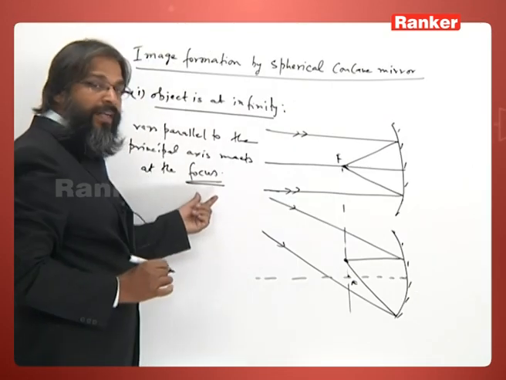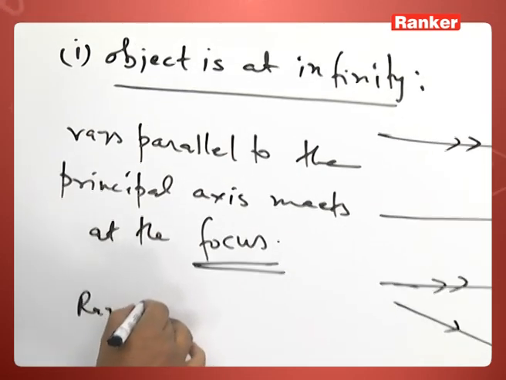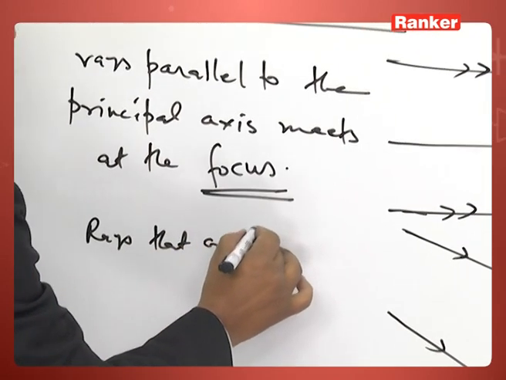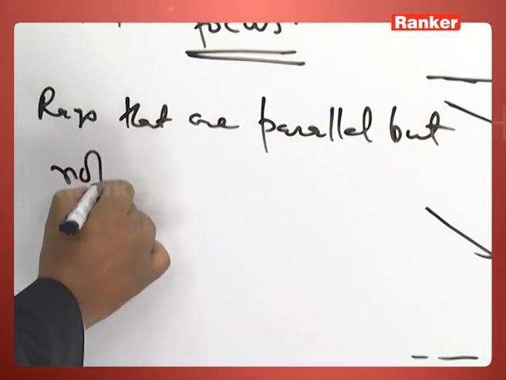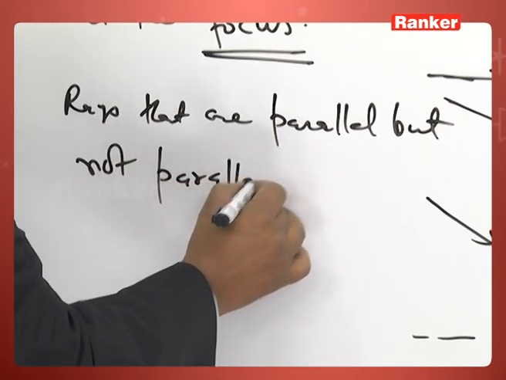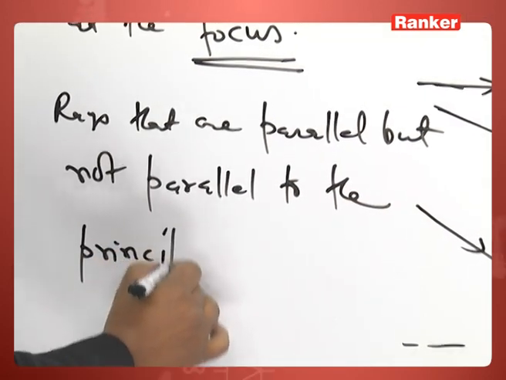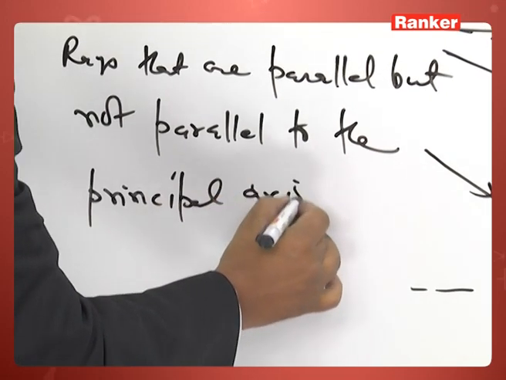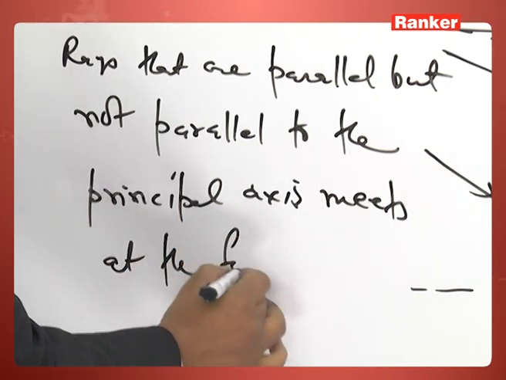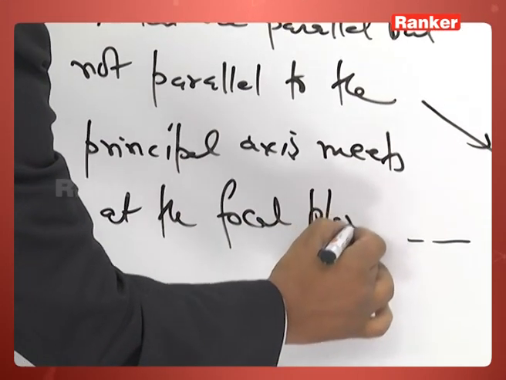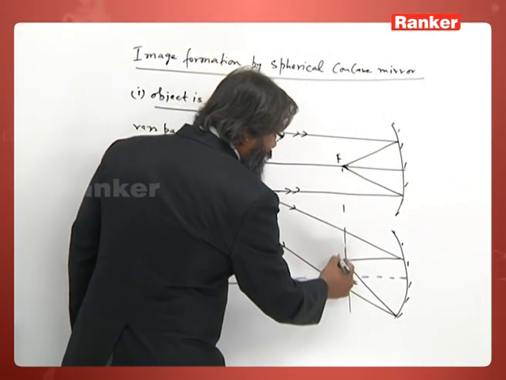So, this is the location where the image is formed. But rays that are parallel but not parallel to the principal axis meet at the focal plane. So, the image is formed here. The image is formed here.